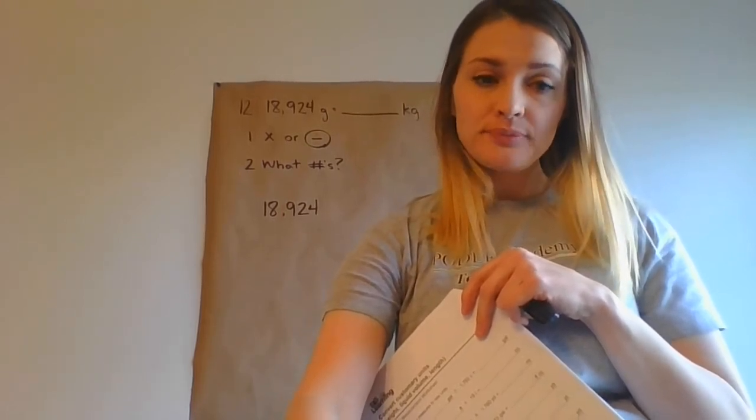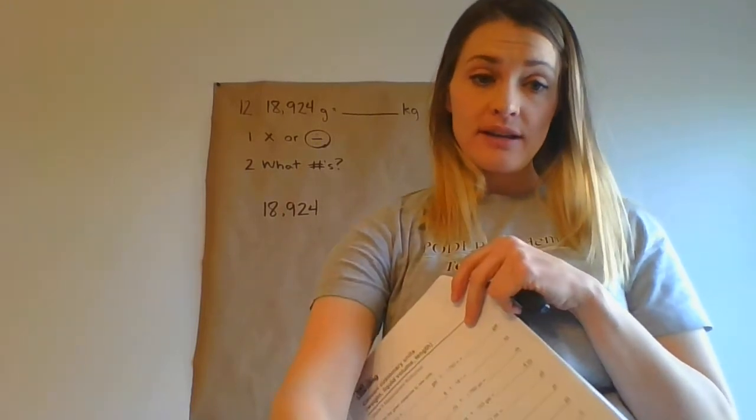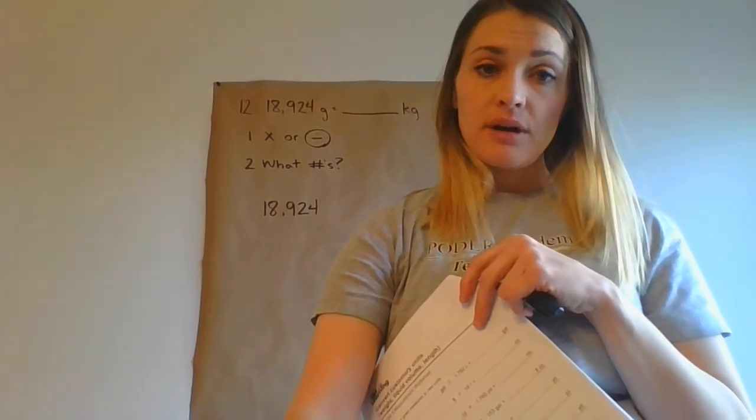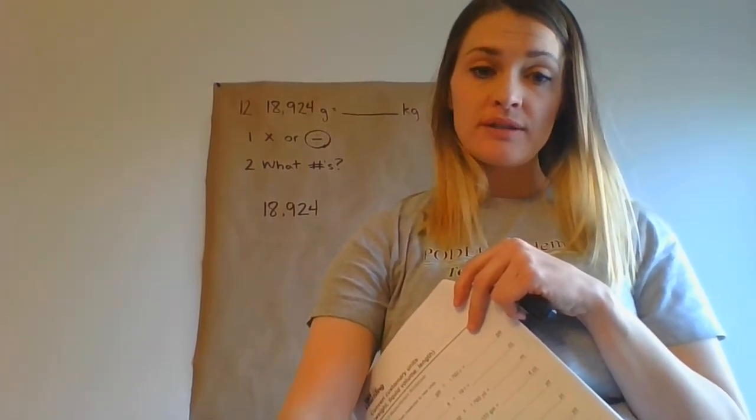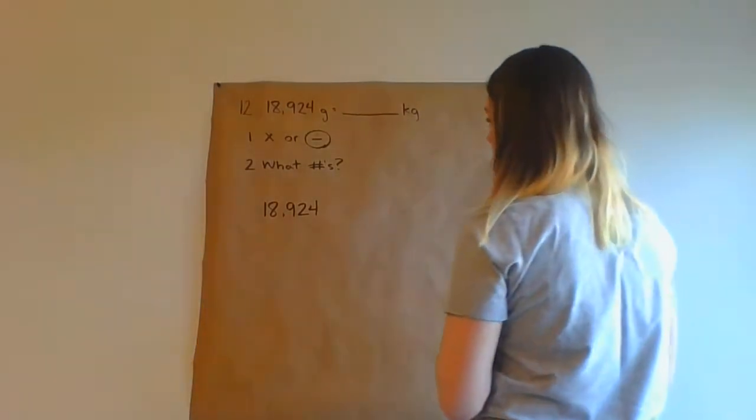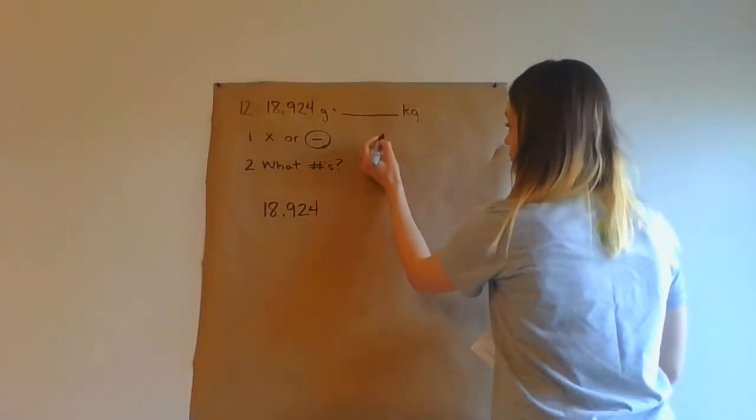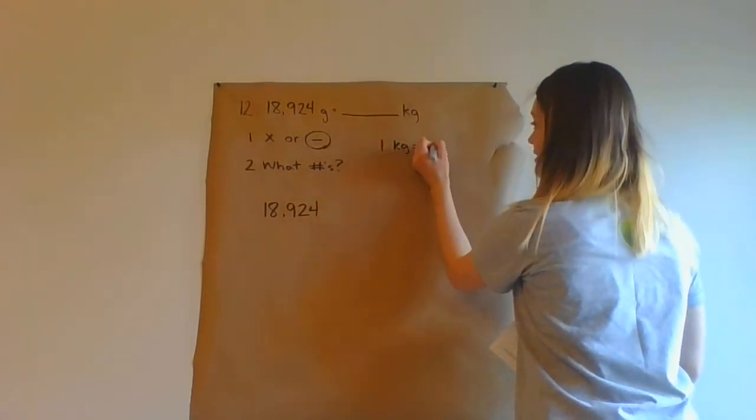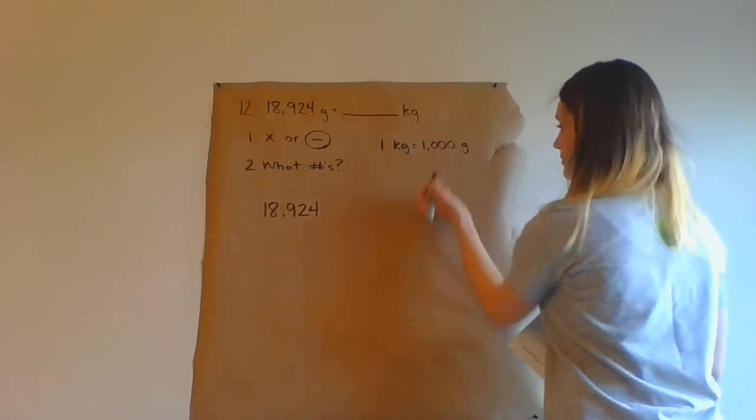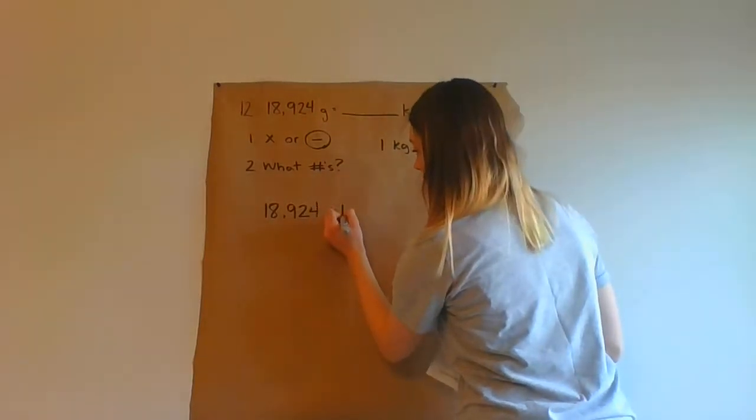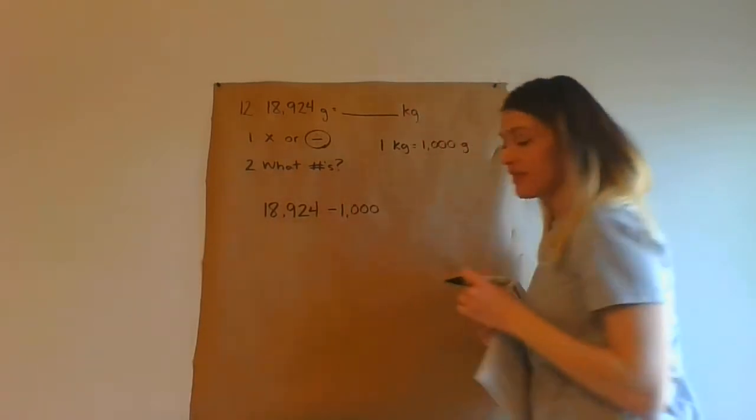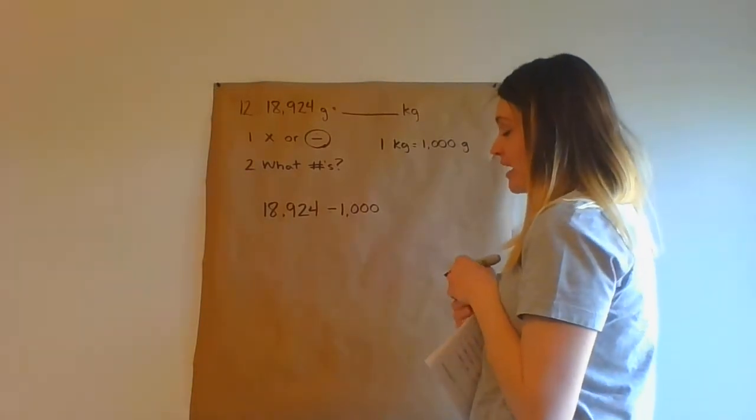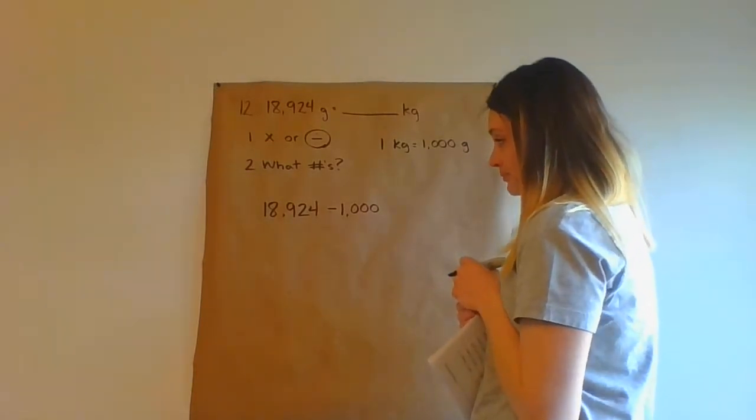grams. Now it says 1 kilogram, right there at the bottom, 1 kilogram equals 1,000 grams, okay? At the bottom of that quick reference page. So 1 kilogram equals 1,000 grams, I'm going to be dividing this by 1,000, okay?